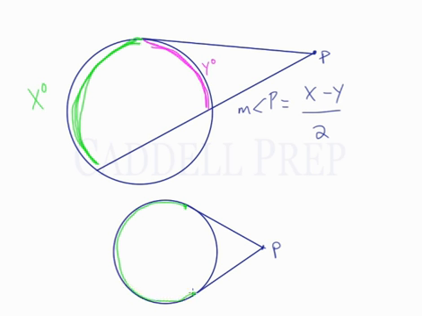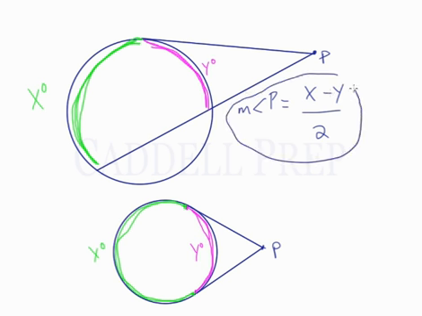Arc x, so all the way around. And the smaller arc picks up at the tangent point and goes to the other tangent point. So this is y degrees, this is x degrees, and we still have the same formula. The measure of angle P equals x minus y divided by 2.